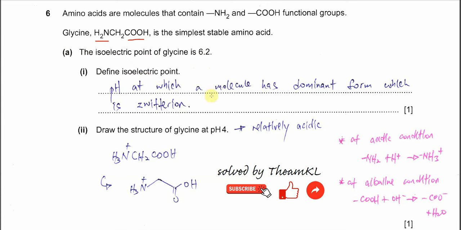It is the pH at which a molecule has a dominant form, which is a zwitterion. Zwitterion means the amino acid is present as a dipolar ion. So it will produce the ammonium and the carboxylate.